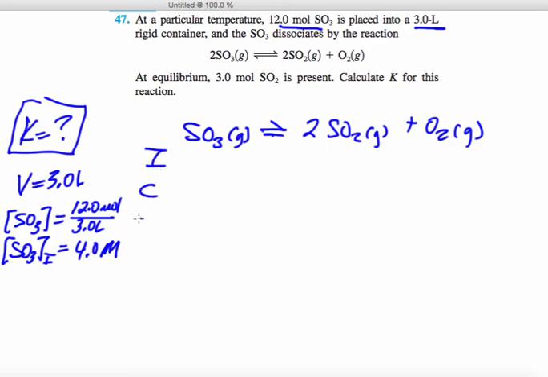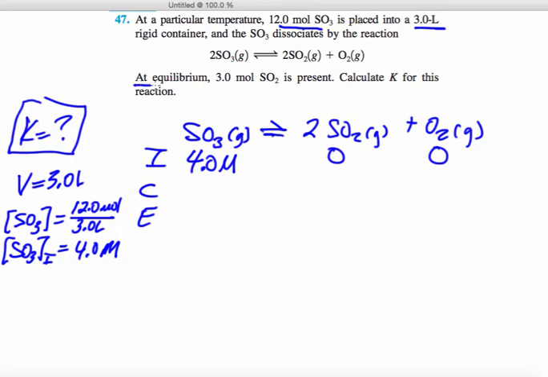So initial, change, equilibrium. What I'm going to do is plug in my initial amount of sulfur trioxide, which is 4 molar. Now they don't give me any sulfur dioxide, and there's no oxygen given, right? They don't tell me anything in the problem, so I would assume that those are not being added. They're just telling me what they're placing in there. And then they let it go to equilibrium.